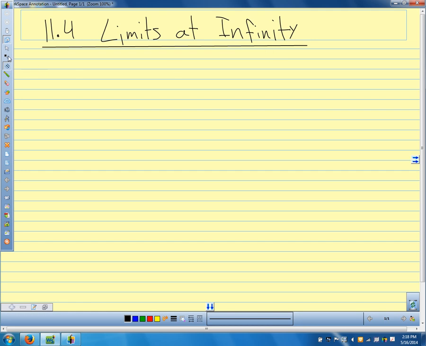All right, so what we mean by limits at infinity, just so we're clear, to contrast with what we were talking about last time. Last time we were talking about the limit as x approaches a number. So here we're talking about the limit as x approaches plus or minus infinity of some function. So that's what we mean by limits at infinity.